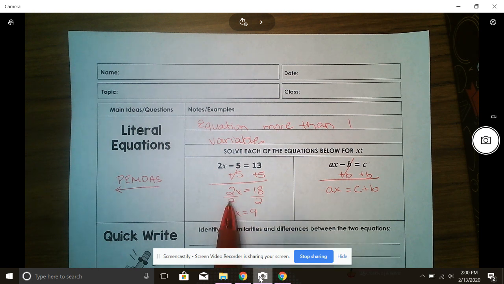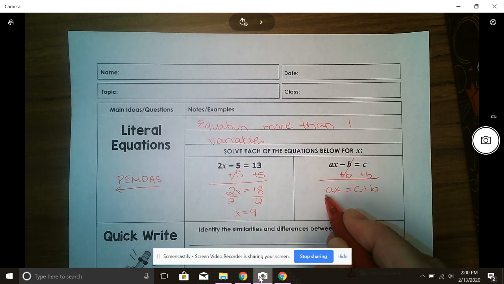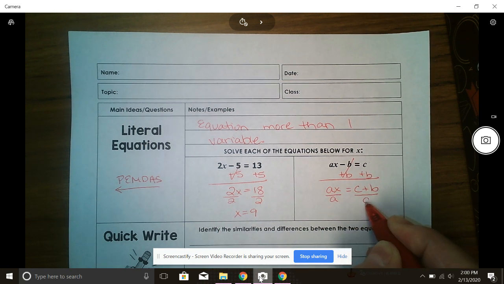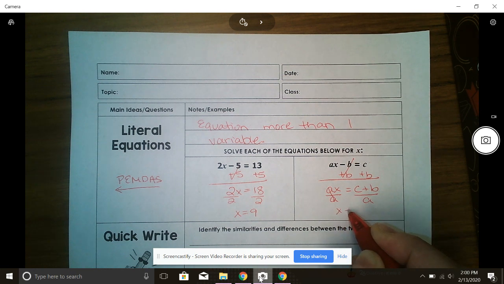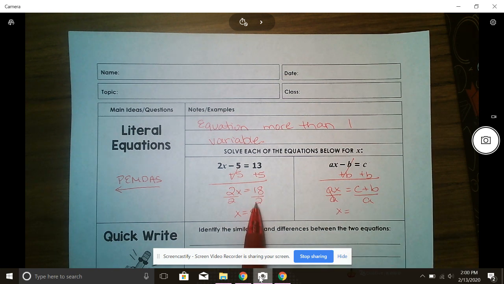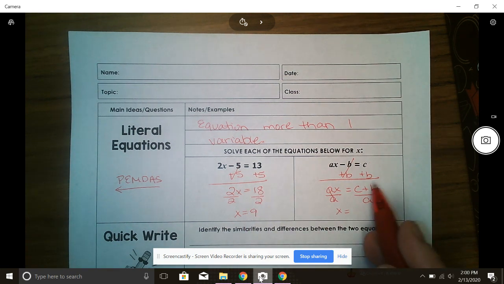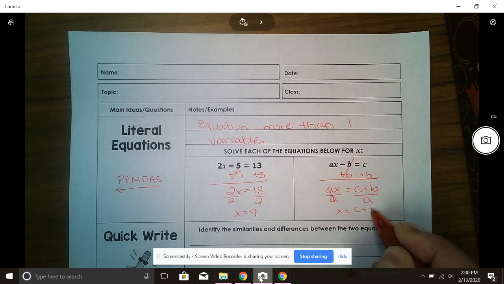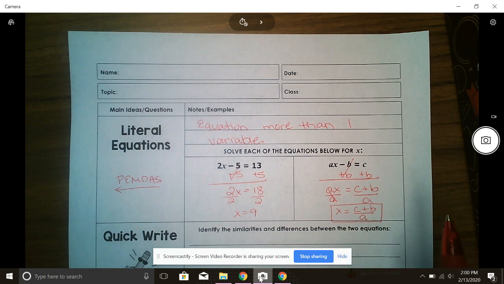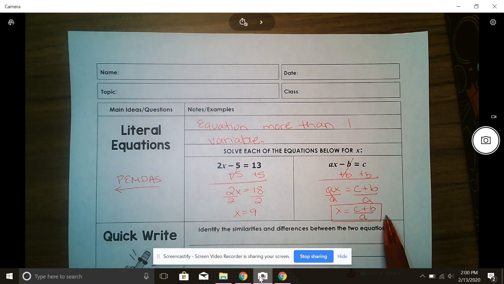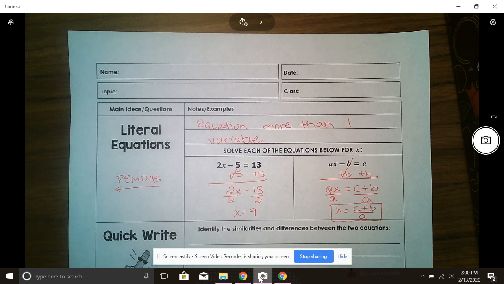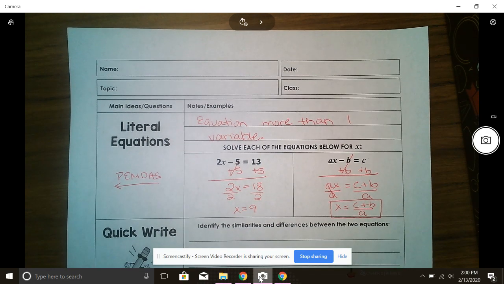Next in our linear problem, we divided by the coefficient in front of x, which was 2. So now I'm going to divide by the coefficient in front of x, which is a. Again, in linear equations, that combines like terms. Over here, there are no like terms to combine, so I just rewrite my answer, and it takes one formula into a new formula. I hope that was a good example of how they are very similar. Let's go on down to some practice problems.